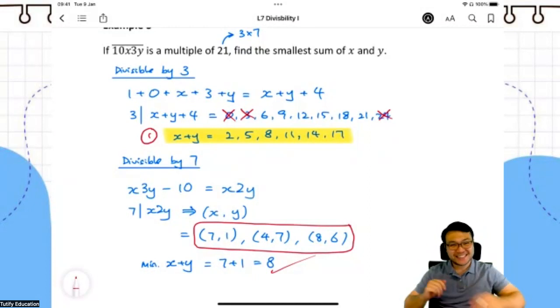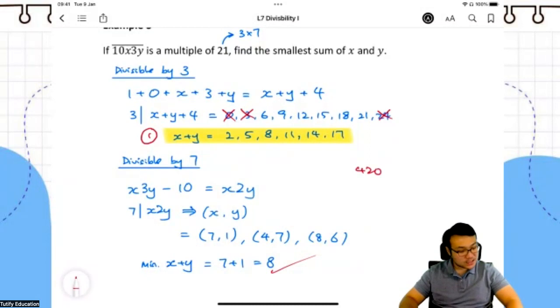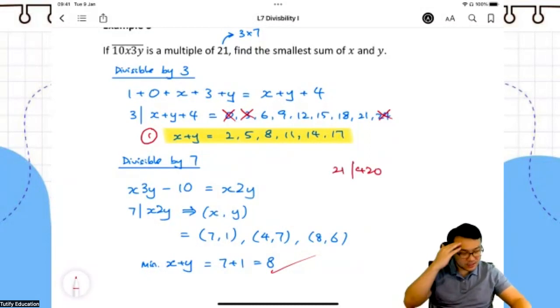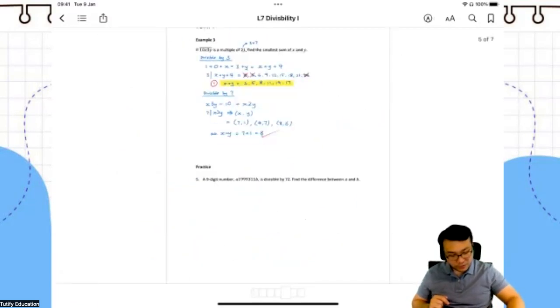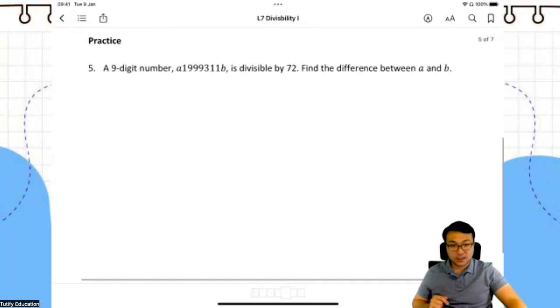Very good, Janelle. And anyway, just now when Janelle said that 420 is divisible by 7, that means it is divisible by 21. That means 21 divides the number 420. When she was saying that, I was thinking to myself that yes, that's true, but the question is not asking you to divide 420 by 21. The question is asking you to divide this number by 21. So whether 420 is divisible by 21 or not is not relevant. Okay. So let's move on to the next one, students.